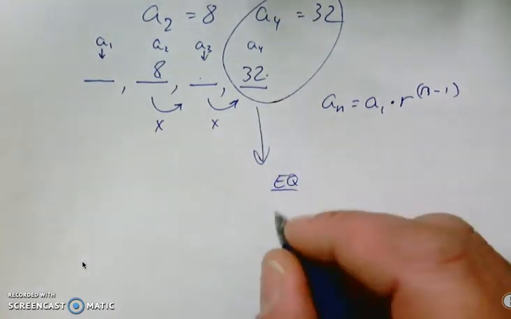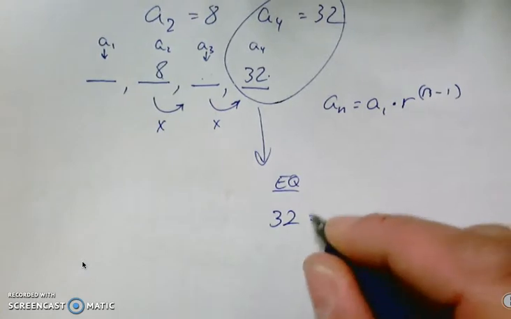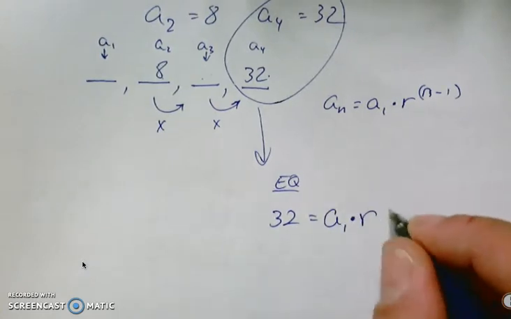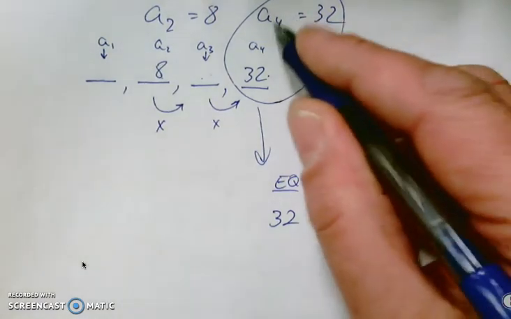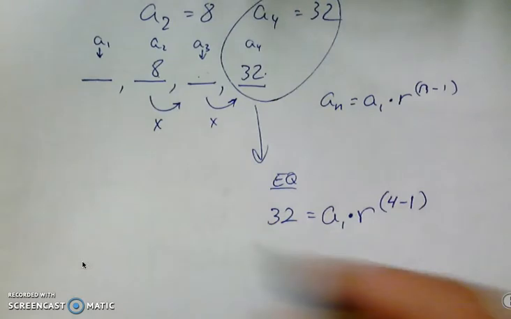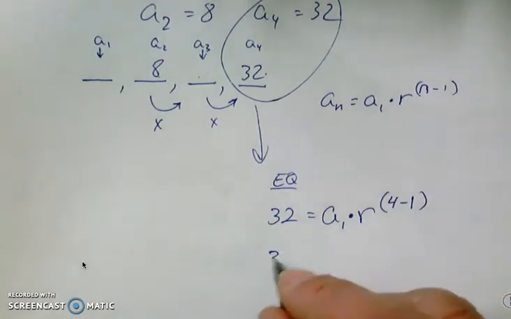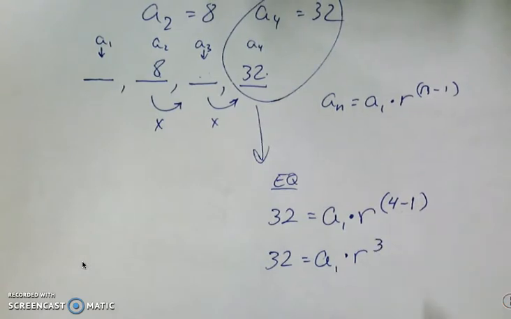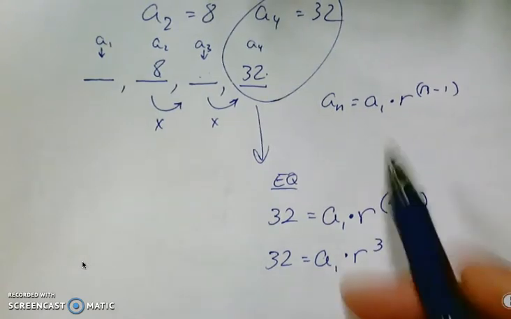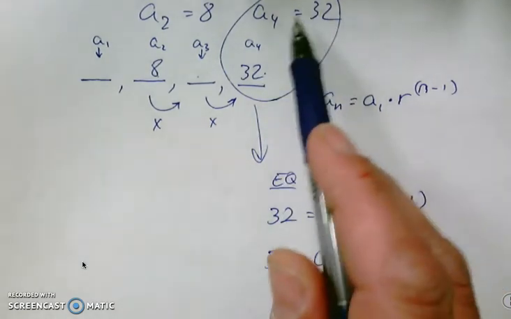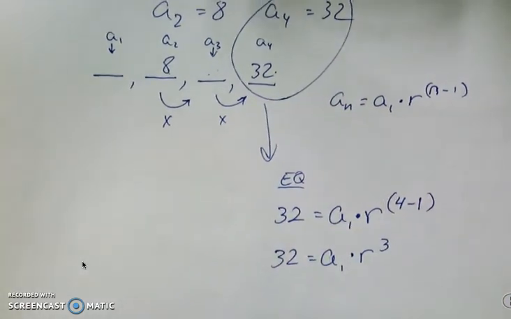We'd say A4 is 32, so 32 is equal to A1, which we don't know, times R, which we're assuming we don't know yet. But the n, when it's A4, your n is 4. So we can simplify this and say 32 is some A1 times some multiplier to the third. Again, all we did is plug in the values we had. We knew it was 32 for the fourth one. That gives us an n value of 4.